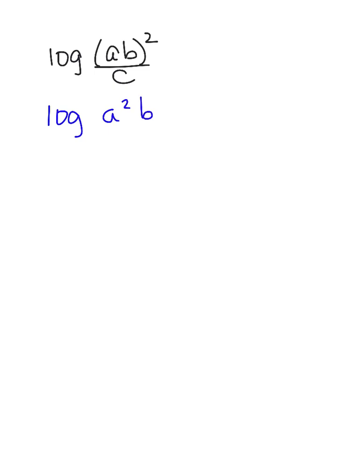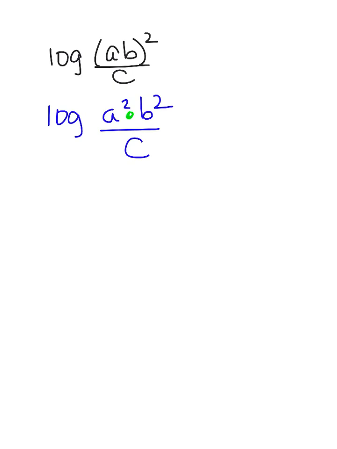All right, so this is the review for test number 8. So number 1 is to expand using the log properties. Okay, so when we have (AB) squared and AB is in parentheses, that means they are both being squared, A and B. So that's log A squared B squared divided by C.